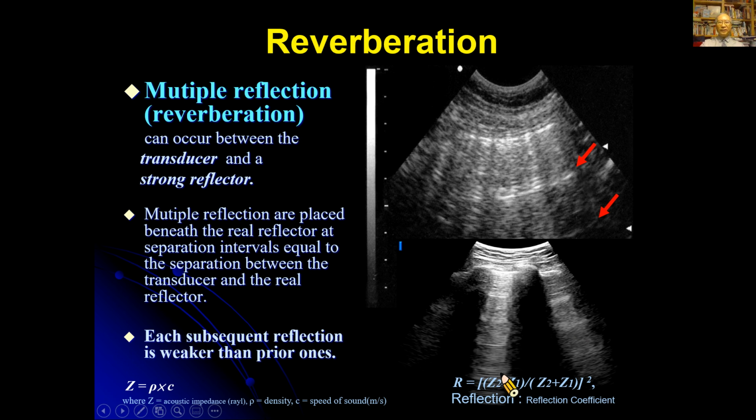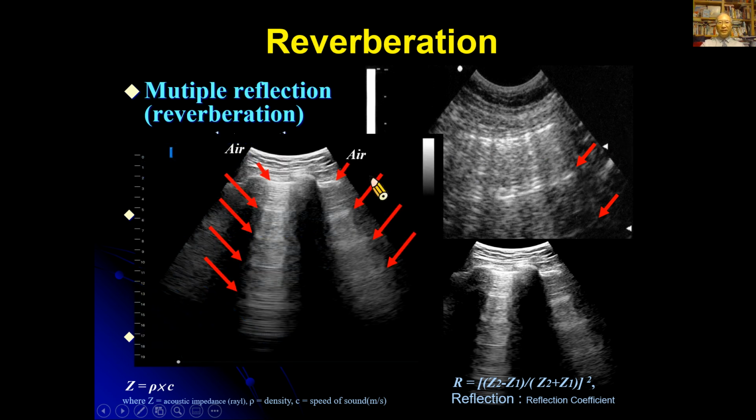This kind of artifact is a kind of reflections one by one, and the subsequent reflections are weaker than the prior ones. It's because of the reflection between the transducer and the strong reflector here, for example, this lung, air. So air is the real one, and the others are reverberation artifact.